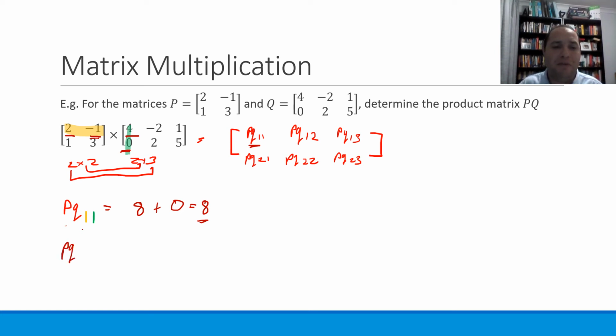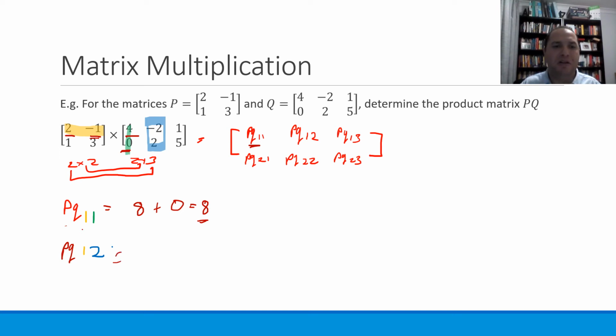Do another one for you. So let's say we do PQ, this time 1, 2. So this time we're still using that first row in the first matrix, but we'll multiply it by the second column. And again, we just match up our terms and go from there.